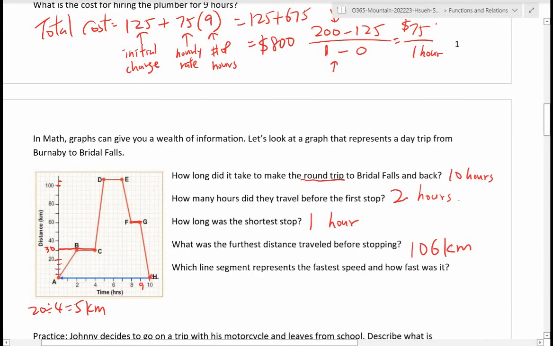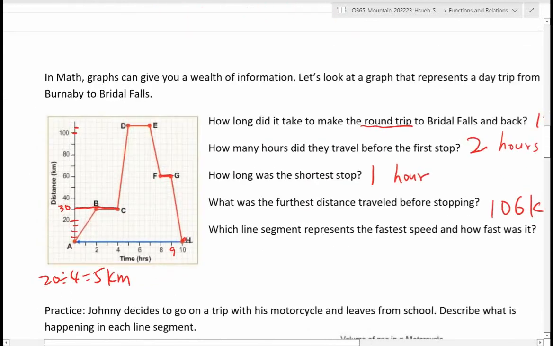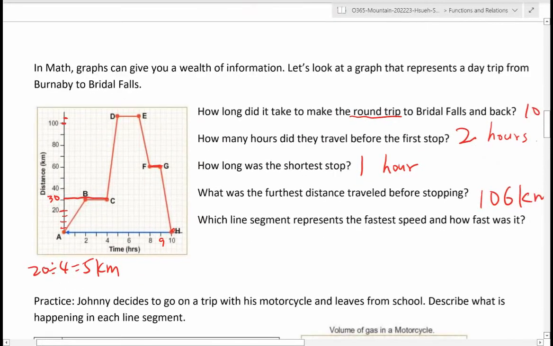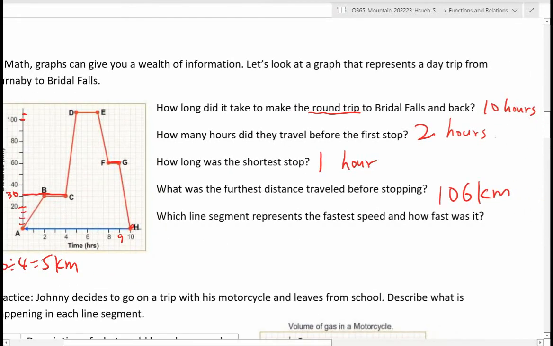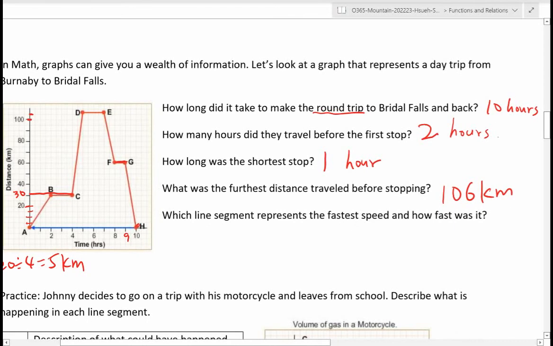Clearly here we're just estimating, because we are not sure where that line exactly is, but we'll just say it's on 106. That'll be a good estimate. Okay, which line segment represents the fastest speed and how fast was it?